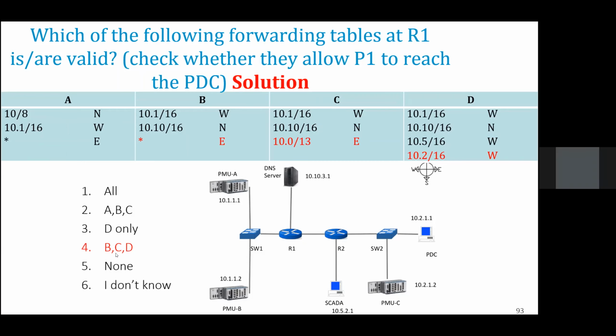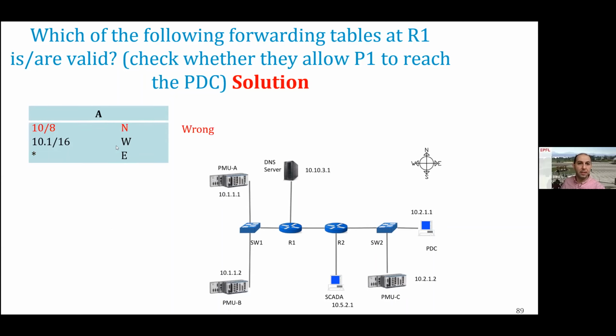Why is A not valid? Because we have a match with this entry, and this entry is stating to go to the north, and the north is the DNS.